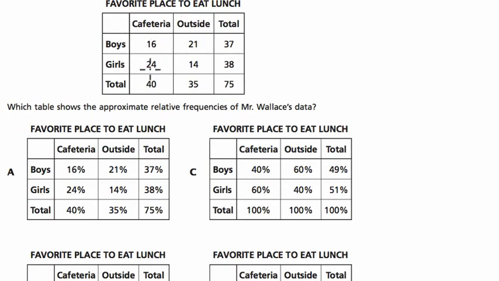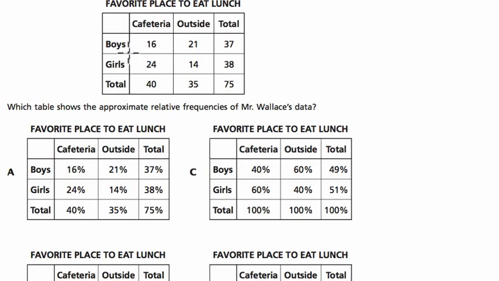So first of all, let's just read what this says. Notice on this side we have boys and girls, so we're splitting it by boys and girls. And then either cafeteria or outside, we're looking at those two variables. And then there are these two totals, a column of totals and a row of totals. So let's make sense of this.